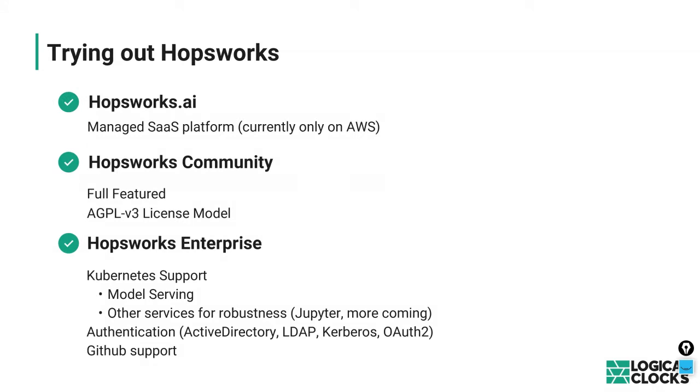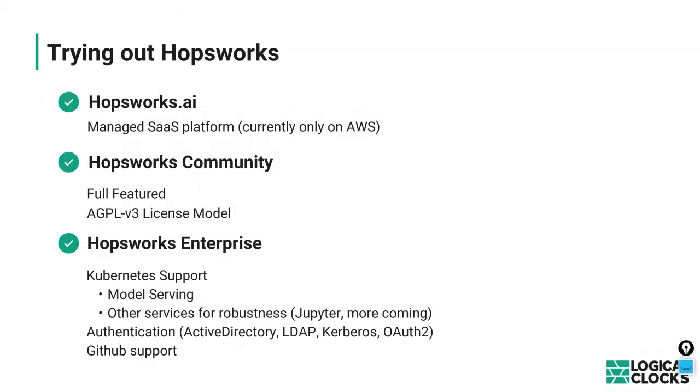So there are different ways of trying out Hopsworks. It is an open source platform. It's AGPL v3 licensed, and that's the Hopsworks community version. You can go to our documentation, hopsworks.readthedocs, to find out more information on how to install it.